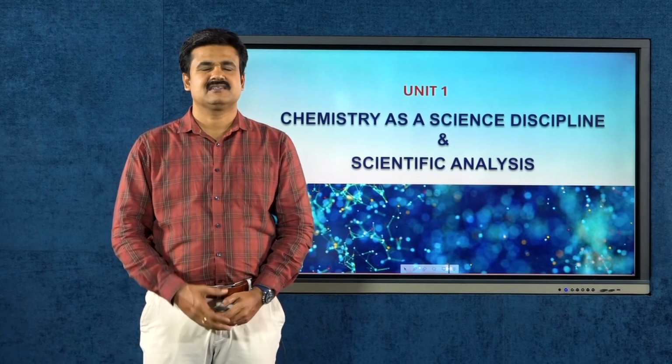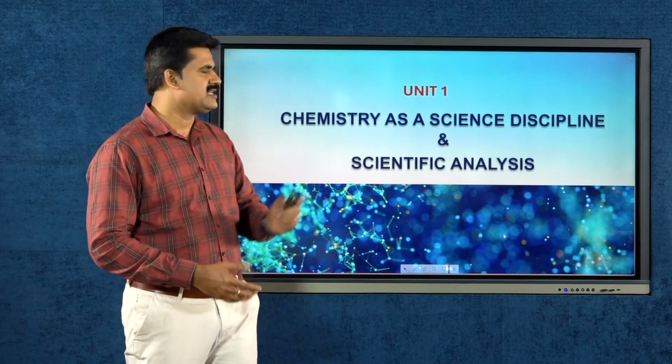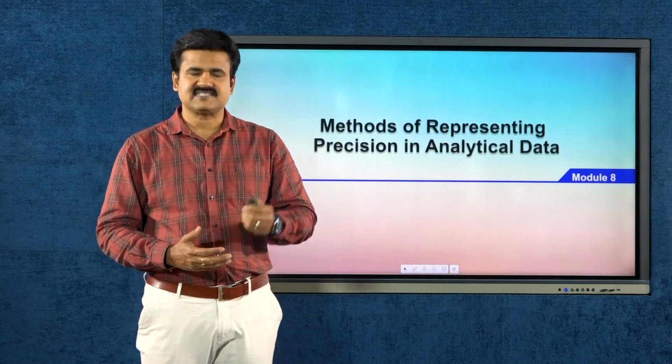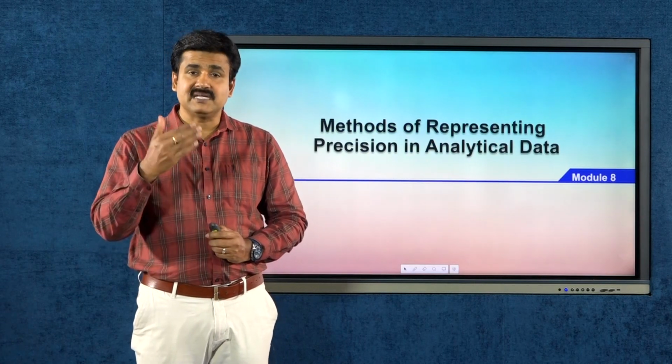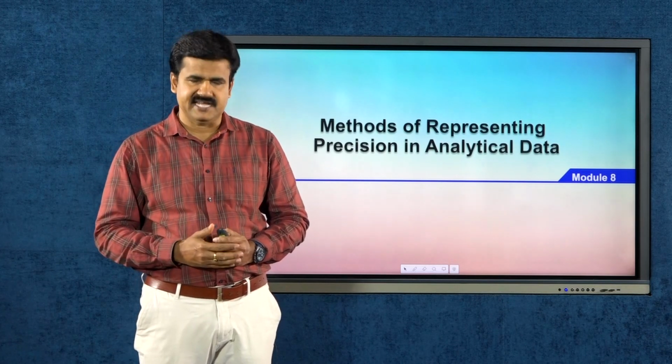Welcome dear learners, we are continuing Unit 1. The Unit 1 title is Chemistry as a Science Discipline and Scientific Analysis. In the present module, we are discussing methods of representing precision in analytical data.